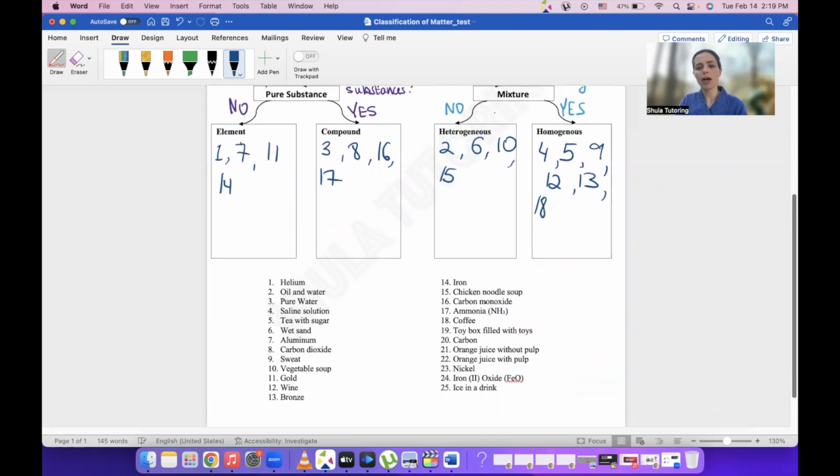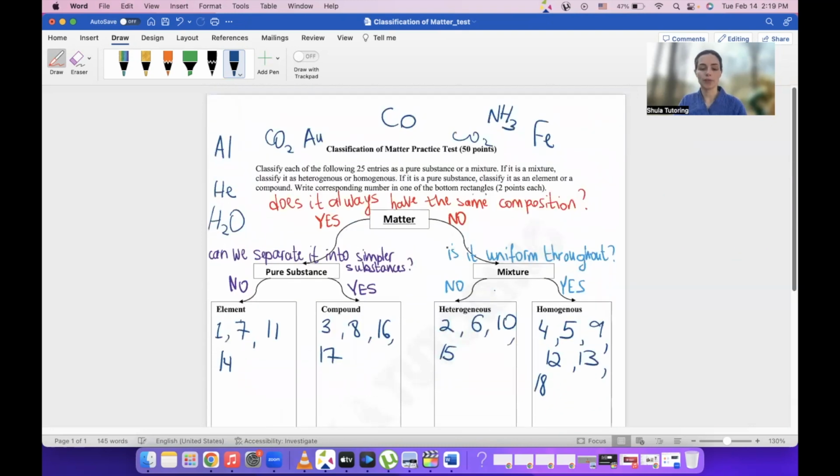Now, toy box filled with toys. Does it always have the same composition? No, there are so many different ways to fill a toy box. There are so many different types of toys. So it's a mixture. Is it uniform throughout?